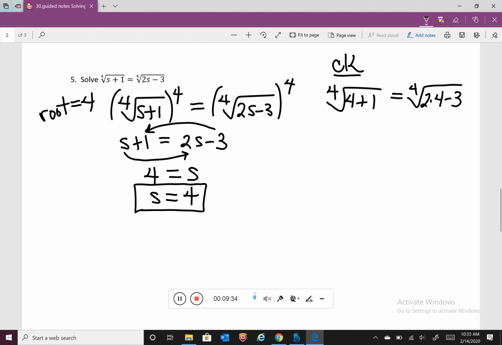4 plus 1 gives us 5, and so we have the 4th root of 5. And on the right-hand side, we have 2 times 4, which is 8. But 8 minus 3 is 5. And even though these are irrational numbers, they are equal. That's the only thing we're checking for, is the left side equal to the right side. And they are. So this is a confirmed solution.